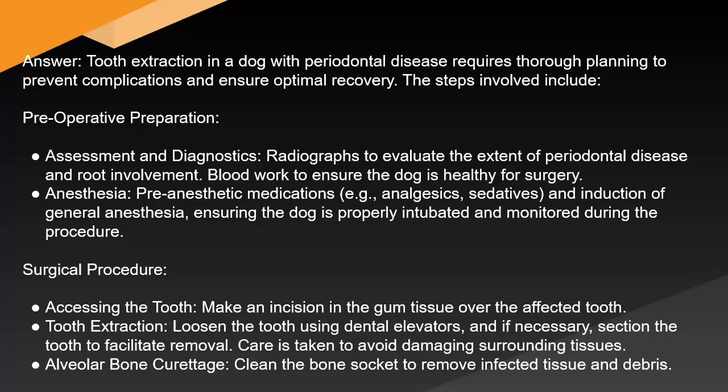Surgical procedure, accessing the tooth, make an incision in the gum tissue over the affected tooth. Tooth extraction, loosen the tooth using dental elevators and, if necessary, section the tooth to facilitate removal. Care is taken to avoid damaging surrounding tissues. Alveolar bone curettage. Clean the bone socket to remove infected tissue and debris.